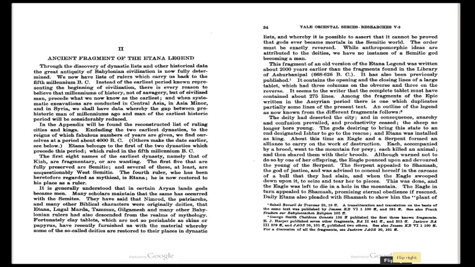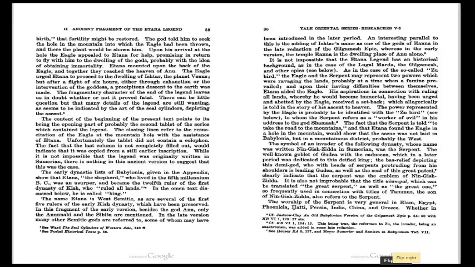Daily, Etana also pleaded with Shamash to show him the plant of birth, that fertility might be restored. The god told him to seek the hole in the mountain into which the eagle had been thrown, and there the plant would be shown him. Upon his arrival at the hole, the eagle appealed to Etana for help, promising in return to fly with him to the dwelling of the gods, probably with the idea of obtaining immortality. Etana mounted upon the back of the eagle, and together they reached the heaven of Anu.